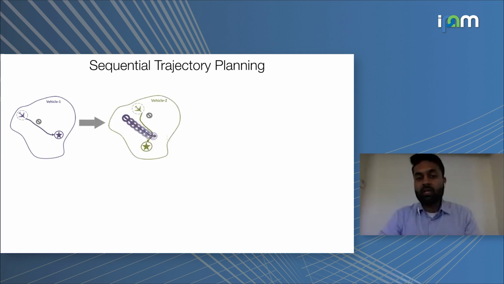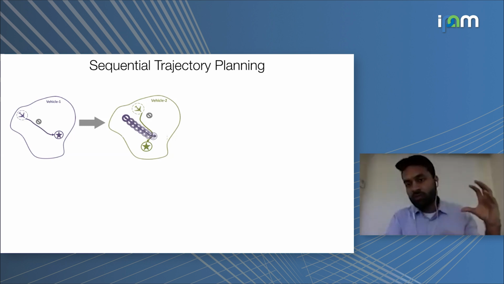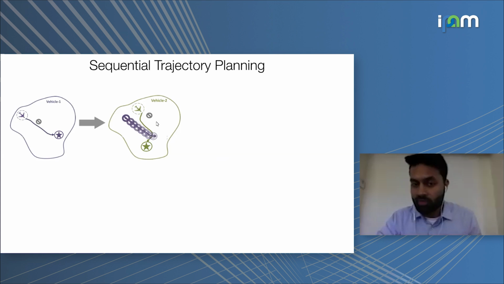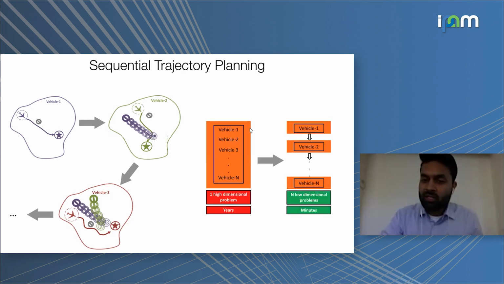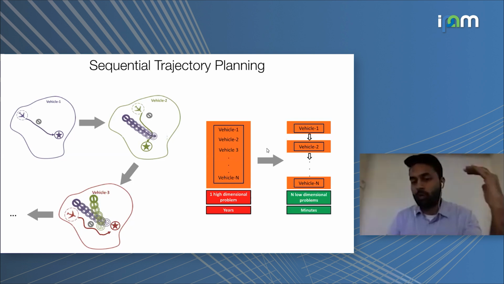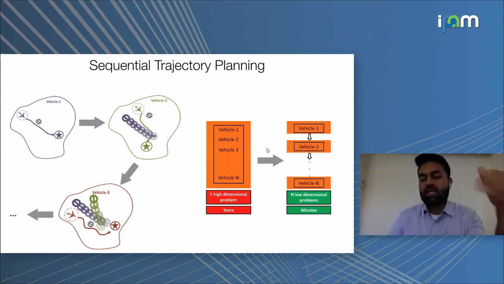Then the second vehicle takes the trajectory of the first vehicle as a moving obstacle and plans a trajectory around those moving obstacles as well as the static obstacles. The third vehicle takes both the trajectory of vehicle 1 and vehicle 2 and thinks of them as time-varying obstacles and plans a trajectory around that, and so on. So by doing so, what we have essentially done is that we have decomposed a reachability problem in the joint state space of n vehicles into n smaller reachability problems. And that allows us to significantly reduce the computational burden of Hamilton-Jacobi reachability.